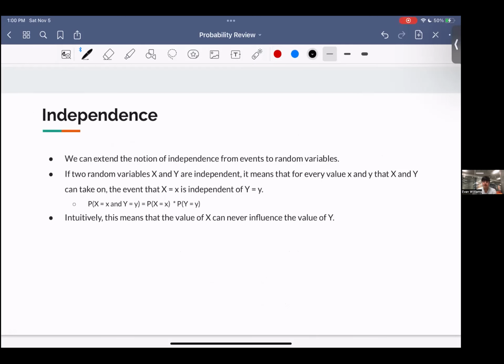So we can extend the notion of independence from events to random variables, right? If two random variables, x and y, are independent, then that means that for every value x and y in the support of x and the support of y, the probability that x takes on some value is completely independent of the probability that y takes on some value. So this also means that the probability that x is equal to some value little x and y is equal to some value little y is just the product of those two probabilities. And intuitively, this just means that the value of x can never influence the value of y.